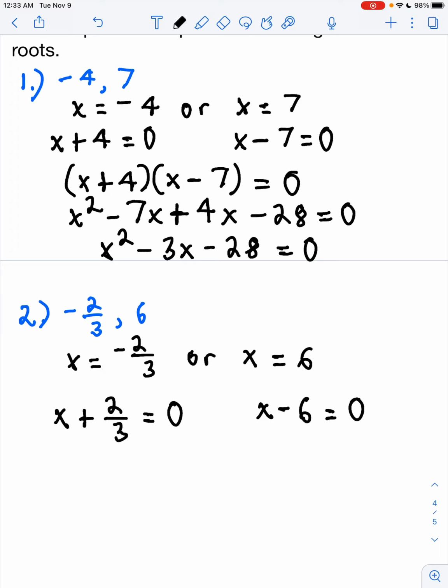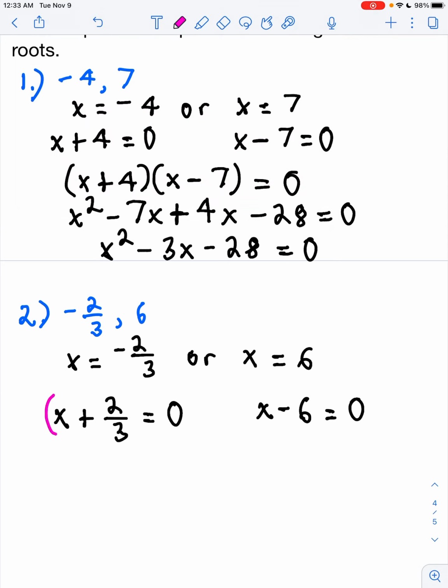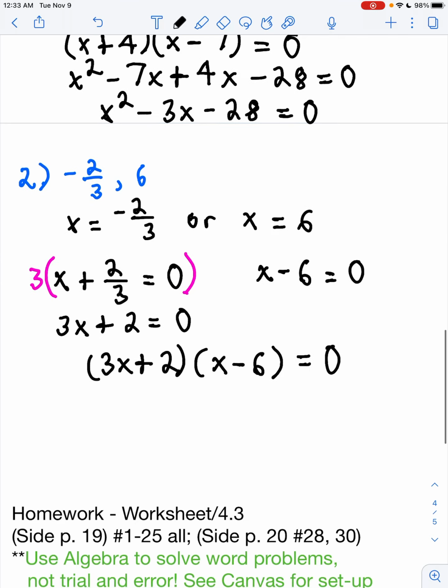Now, you have to understand, we don't want to have to deal with that fraction. And besides, to be in standard form, the values of a, b, and c in the quadratic equation have to be integers, no fractions. So what I want to do is clear the fraction, and I'm going to do that in this first factor by multiplying by 3. What that does is it gives me 3x plus 2 equals 0. And it's much preferable to multiply 3x plus 2 and x minus 6 than rather doing it with a fraction.